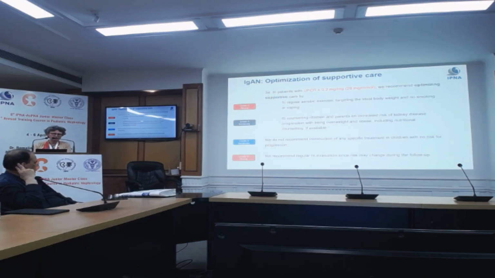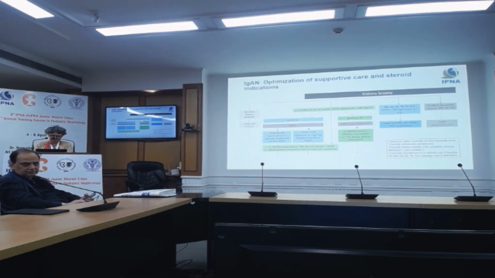In addition to this, regular aerobic exercise and counseling parents and children on the increased risk of kidney disease progression in people who are overweight and obese, and so giving nutritional counseling when available. If the situation is benign, we did not feel that we could introduce any specific treatment other than this in the beginning, and we recommended to regularly reevaluate these patients.